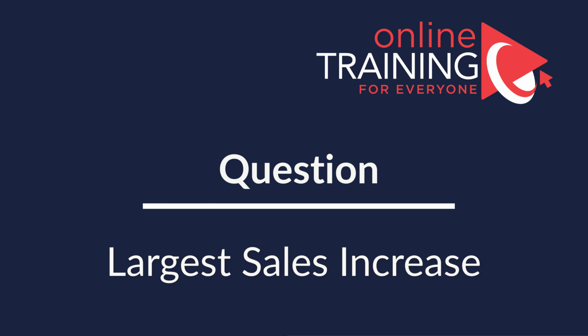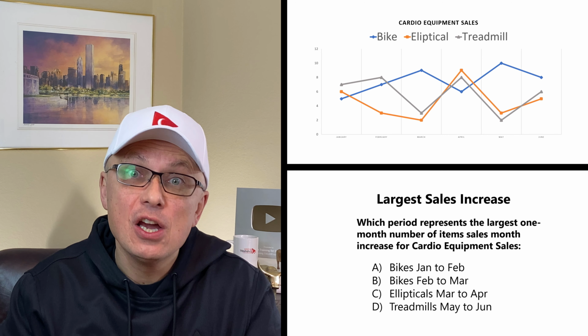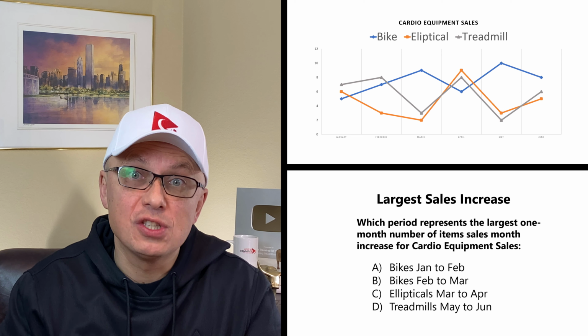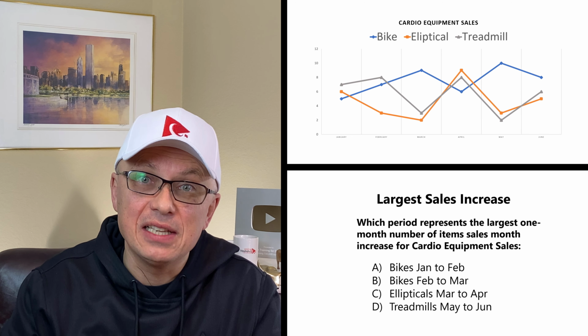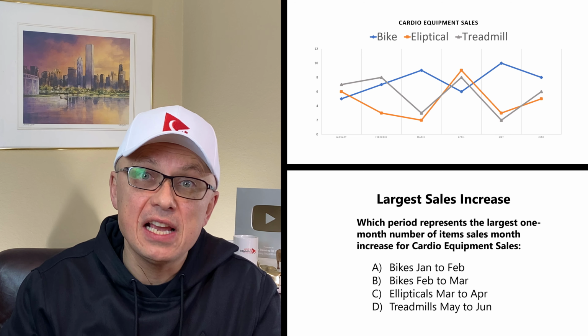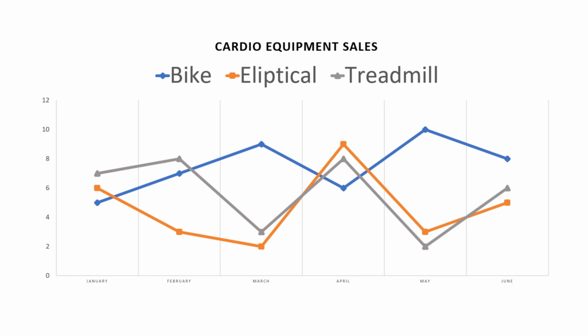A lot of times you might get a question which asks you to determine the sales increase. You're typically presented with a graph, which shows lines that represent different sales. In our case, we are presented with a chart that shows sales of cardio equipment from January to June: sales of bikes represented by the blue line, sales of ellipticals represented by the orange line, and sales of treadmills represented by the gray line.